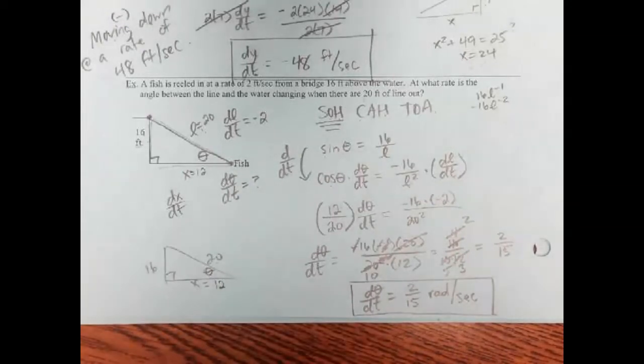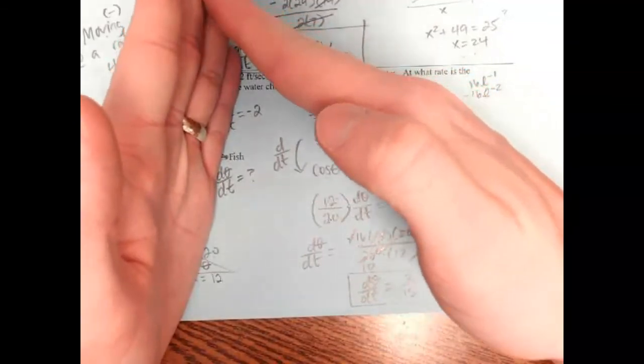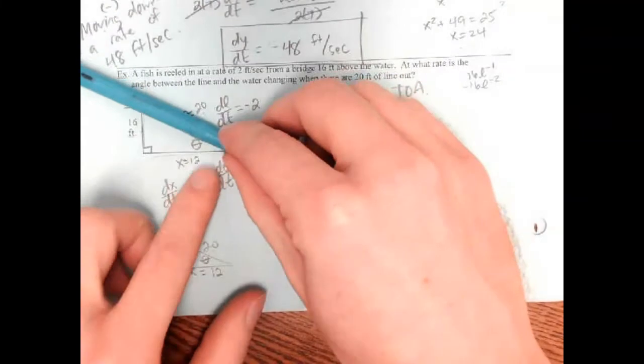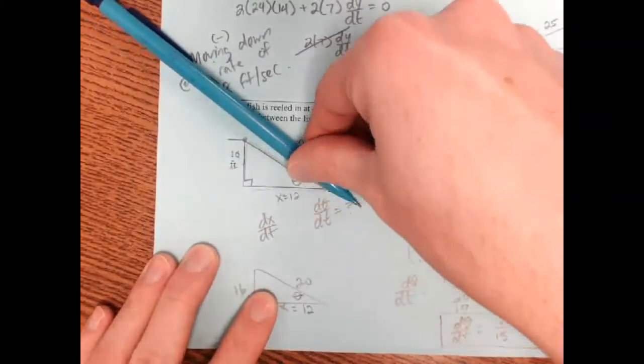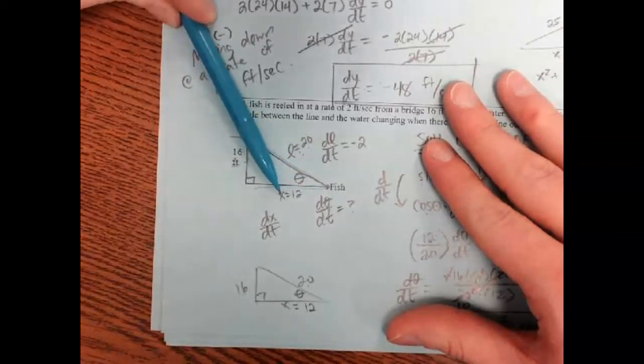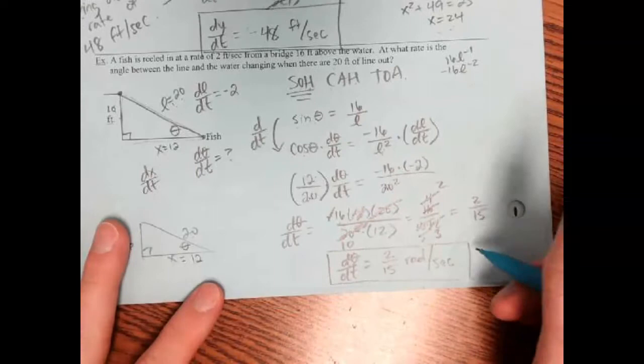And let's think, does it make sense that it's positive? Well, as that fish is reeled in, it does look like, right? Remember, you're kind of dealing with this angle here. And as that fish is reeled in, that line is getting steeper and steeper and steeper. So yes, the angle should be increasing. So yes, it should be a positive result.